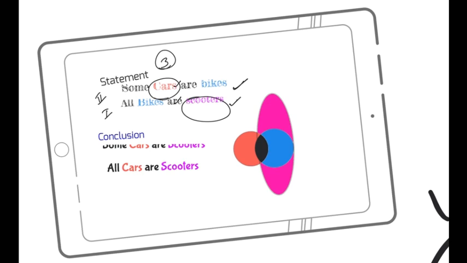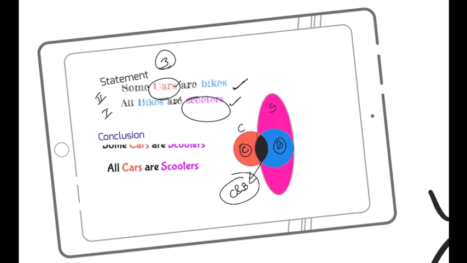Now, what can you surely say from this? Can I say some cars are scooters? Now, let's put it in this way. This is my car. I can write inside. This is my bike. This is car and a bike. So some cars which are car and bike. This only bike, car and bike, and these are my scooters. So can I say some cars are scooters? Yes, yes, because some cars are bike, right?